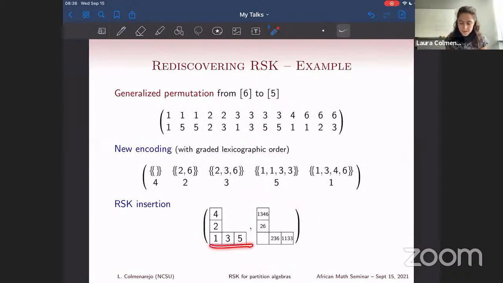Okay, so on this side, I have just the numbers 1 up to 5. And here I have all the multisets. And see that I have deleted all the commas. This is 2, 6. The empty set is just an empty box. Because if you think about it, the empty set is going to be the first one. It's always going to be here, and there is nothing smaller than it.